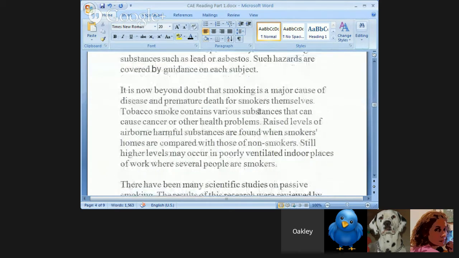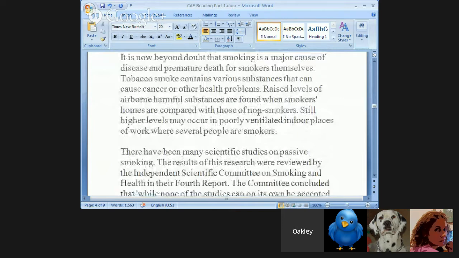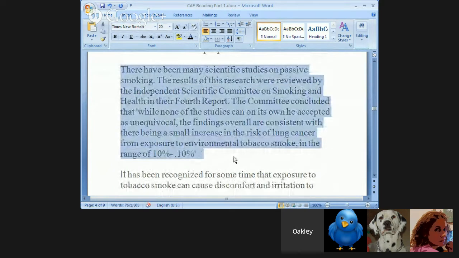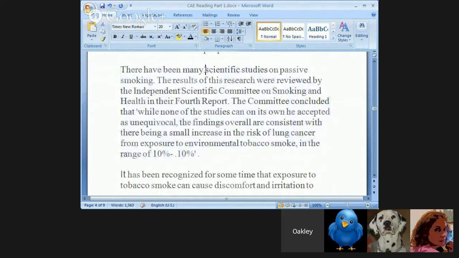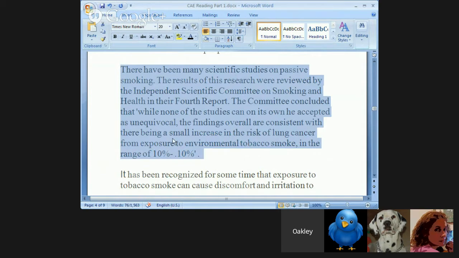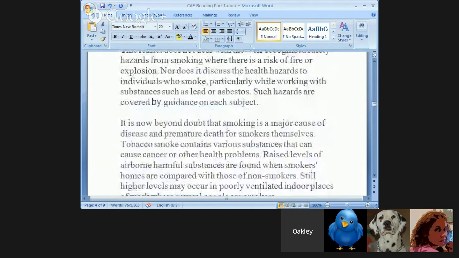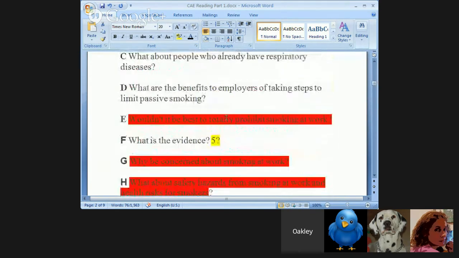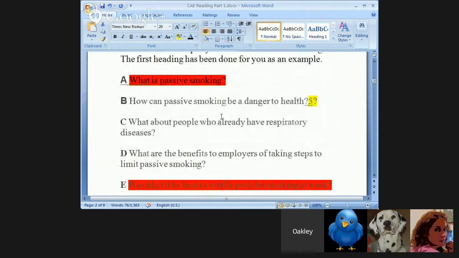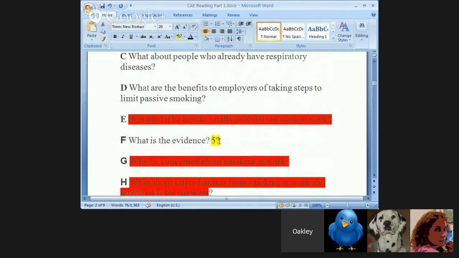In the next paragraph, they are talking about evidence, I think. So I would say B. S for the study. Next paragraph. Okay. Scientific studies, research, reports. The findings are consistent. We've got numbers here. A small increase in the risk of lung cancer from exposure. Okay. Yeah, that would seem to be evidence. Evidence, numbers, proof. Okay. So that one's the evidence, you think? That one's number 6?